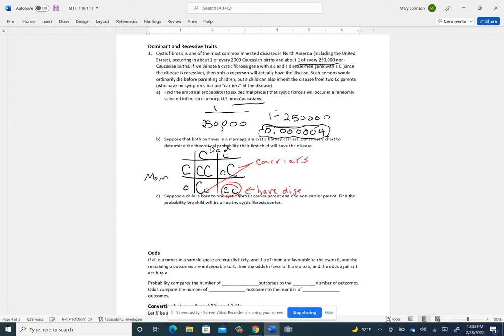So those are the 4 possibilities. And the theoretical probability their first child will have the disease is 1 out of those 4. Okay.